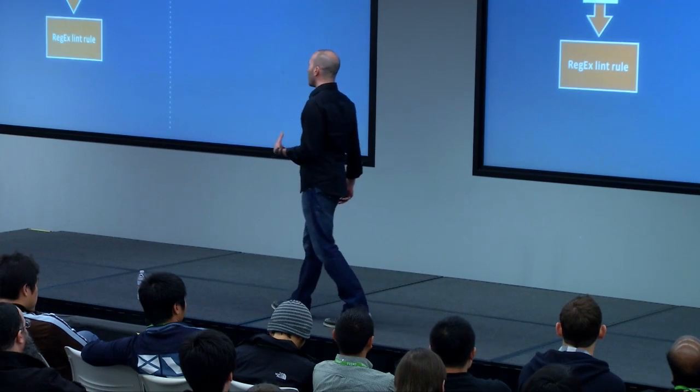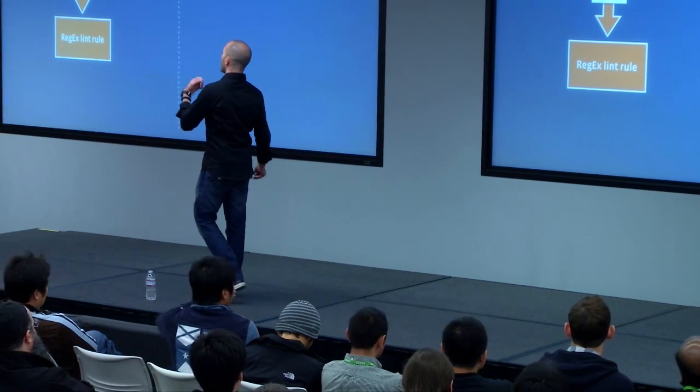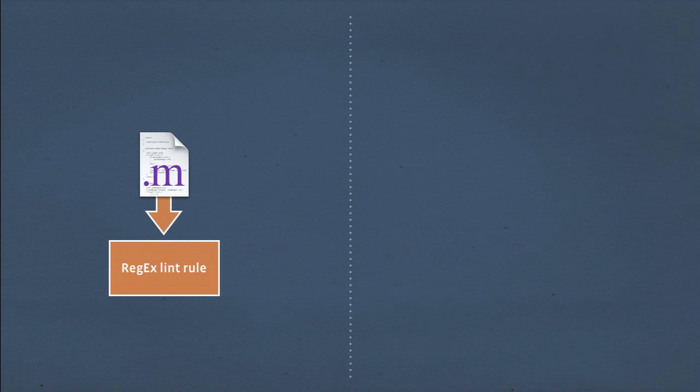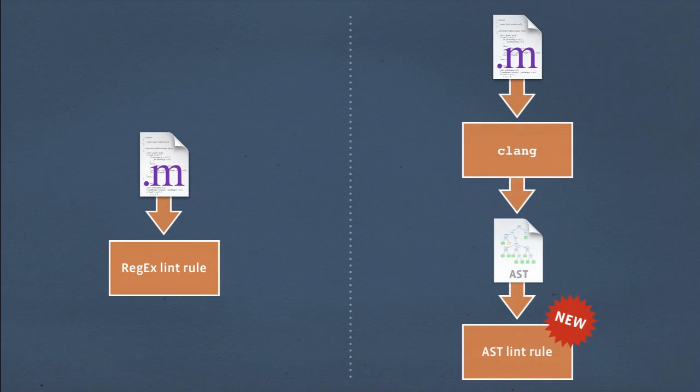So just to recap on the lint stuff, we have a regex lint rule that happens before the user tries to use Fabricator and check in. And then we have a more sophisticated Clang-based lint rule, which is brand new.